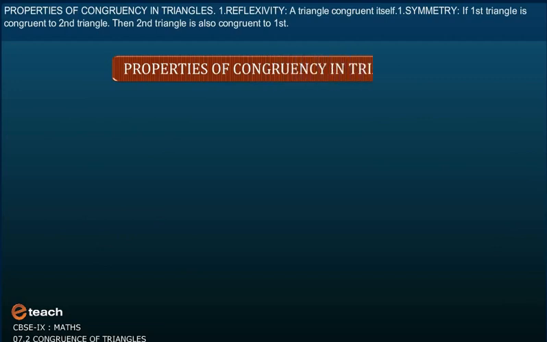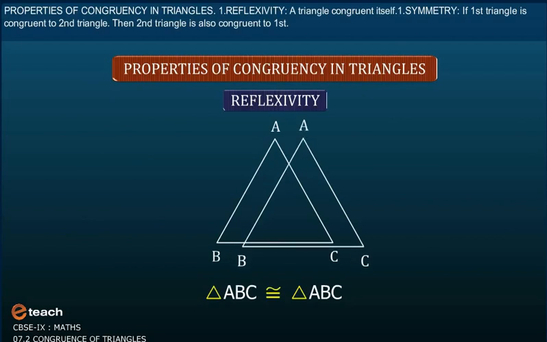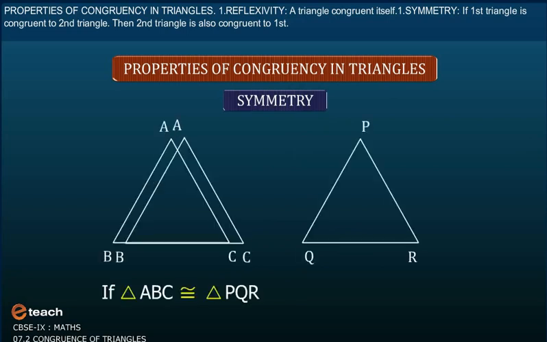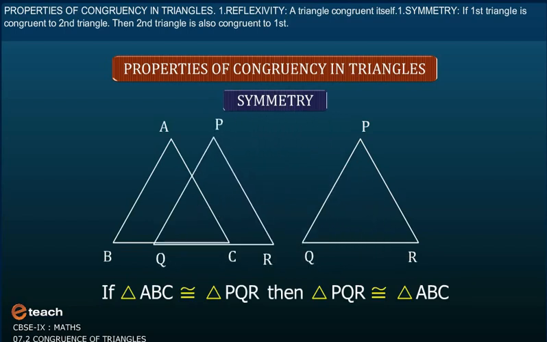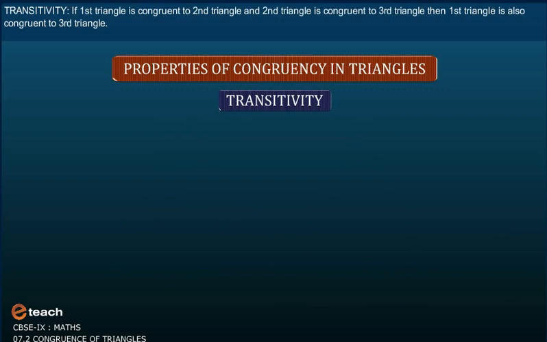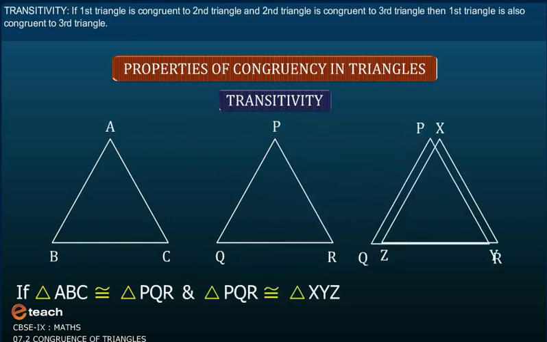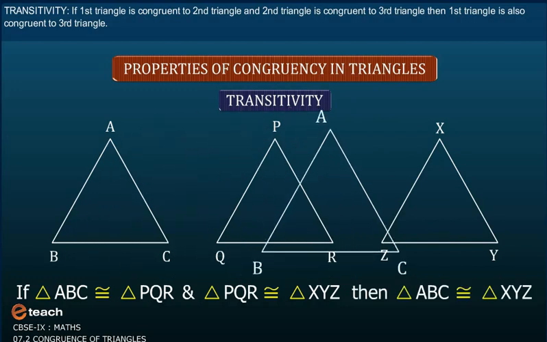Properties of congruency in triangles. 1. Reflexivity: a triangle is congruent to itself. 2. Symmetry: if the first triangle is congruent to the second triangle, then the second triangle is also congruent to the first. 3. Transitivity: if the first triangle is congruent to the second triangle and the second triangle is congruent to the third triangle, then the first triangle is also congruent to the third triangle.